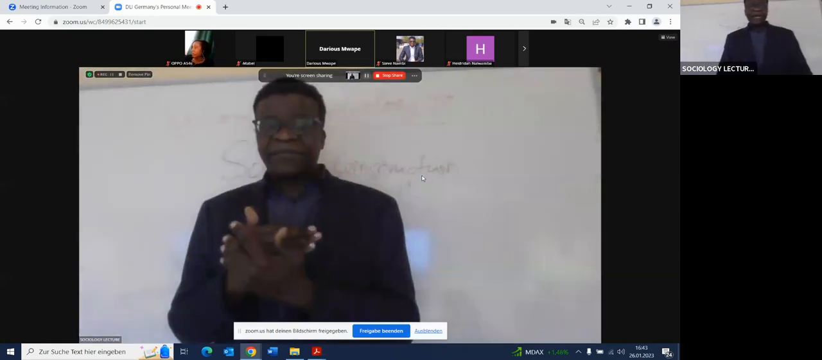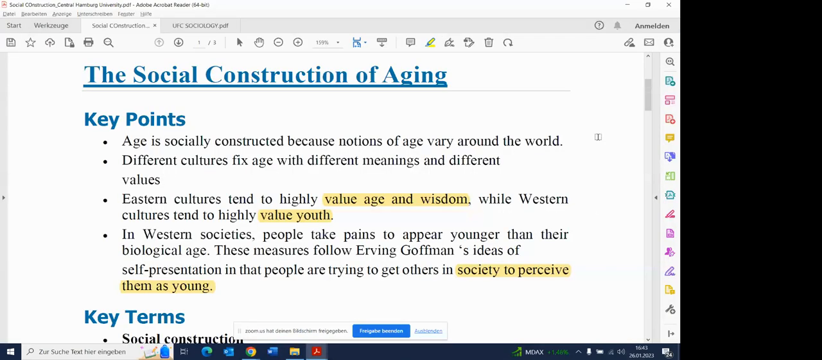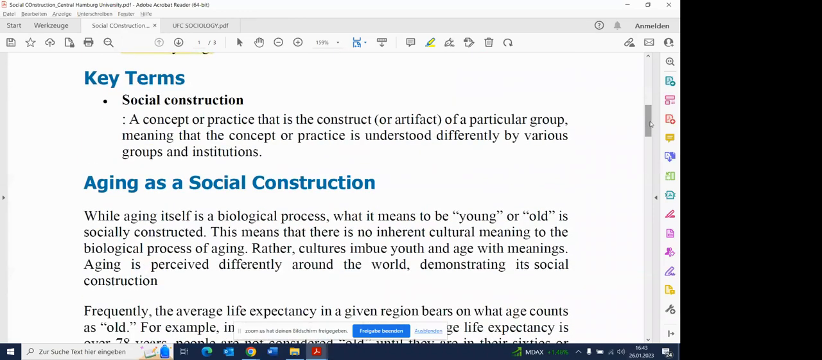Let's have a look at the next point, perception of age. Key terms, social construction: a concept or practice that is the construct or artifact of a particular group, meaning that the concept or practice is understood differently by various groups and institutions, just like discussed above. Yes.